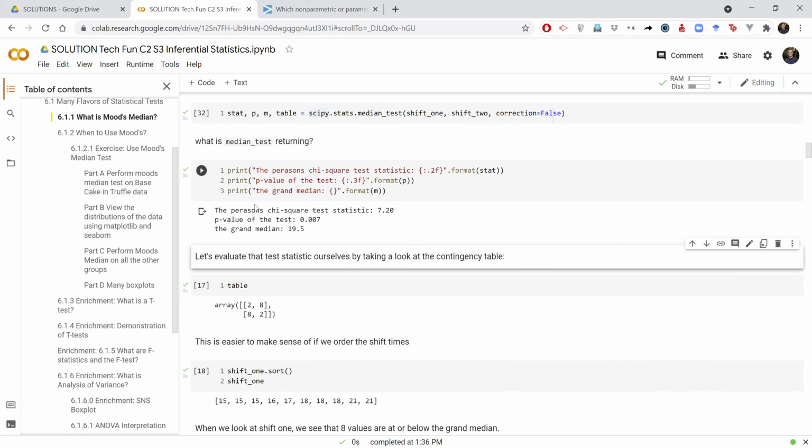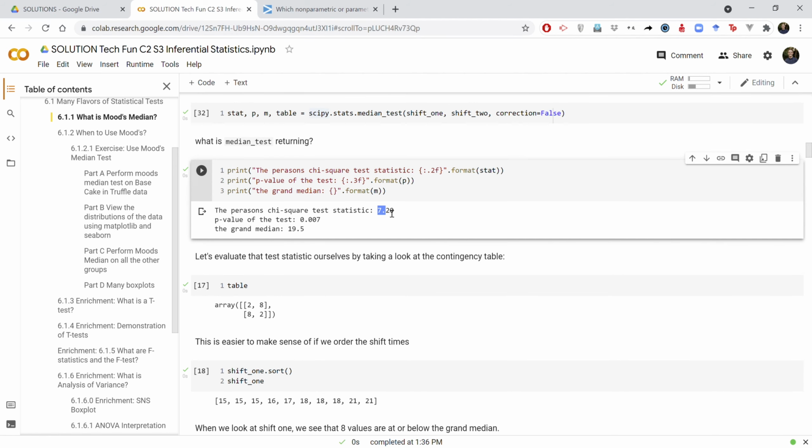I see that Pearson's chi-squared test statistic is 7.2. We'll compute this for ourselves down below. The p-value of the test is 0.007. Quick note on p-values: whenever we perform a statistical test, we always end up checking the p-value. And if it's below a significance level cutoff, usually 0.05, we conclude that we can reject the null hypothesis. In this case, we would conclude that indeed these two shifts are drawn from different distributions. They're not drawn from the same distribution. The grand median is 19.5.